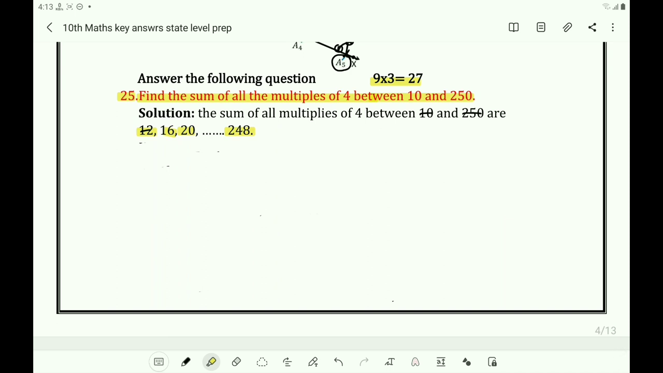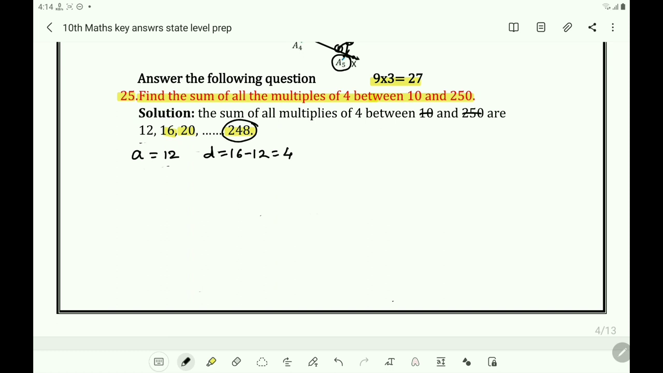Multiples of 4 means the numbers which are divisible by 4. After 10, the first one is 12, and the last one is 248. So here the first term is 12, that is A. So A equals 12 and D equals 4, because they are the multiples of 4. Also you can get 16 minus 12 which equals 4.